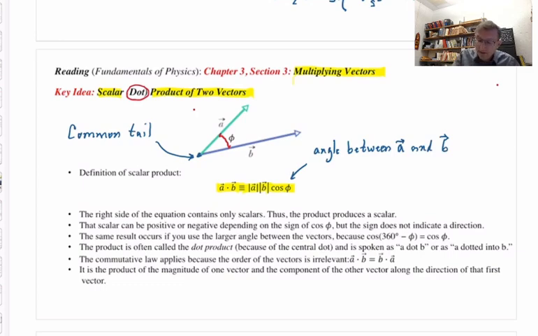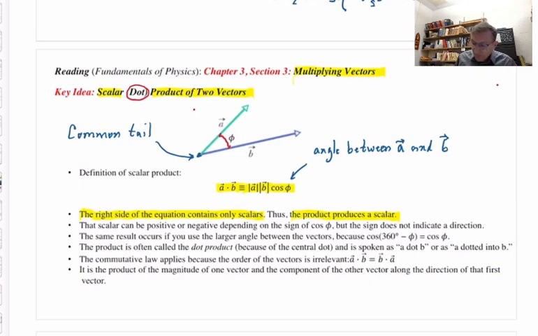All right, now here come some important points about this definition that are very worthwhile understanding. First, the right side of this equation contains only scalars. Magnitude of A, scalar. Magnitude of B, scalar. Cosine of an angle, scalar. So the result of this is a scalar. I've taken two vectors and done a kind of product to them, and the outcome is a scalar. That's why I like to call it the scalar product, because it reminds me of what I get out when I do this product. I start with two vectors, A and B, and I do this particular kind of product to them, and the output is a scalar.